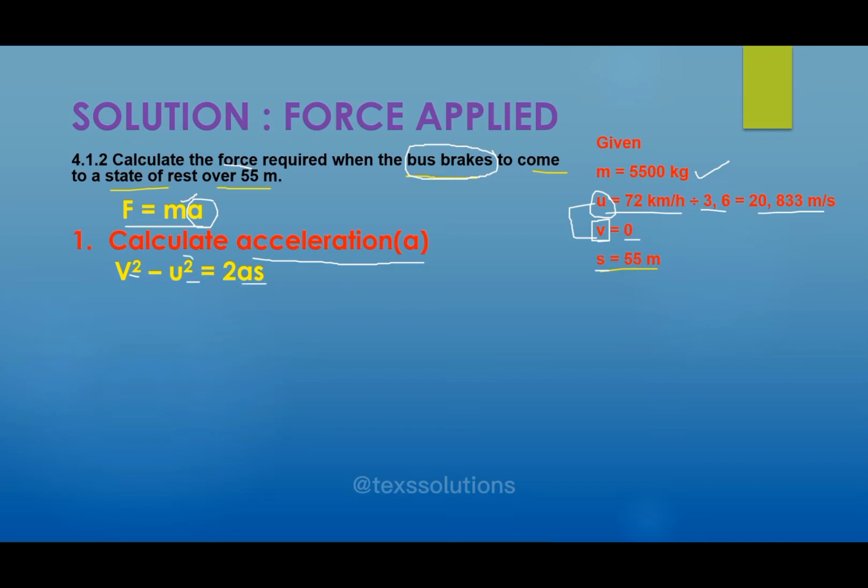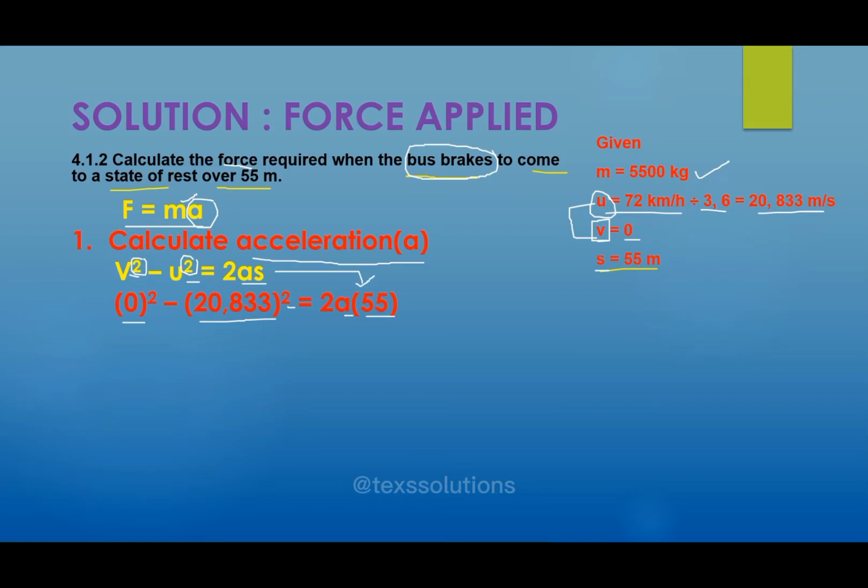You must take note that the initial and the final velocities in this question are squared, so in your calculator, you need to square them as well. Okay, so I'm going to input the initial and the final velocities. My final velocity is 0 squared. My initial velocity is 20.833 squared is equal to 2 times a, and we substitute the distance or the displacement here as 55.